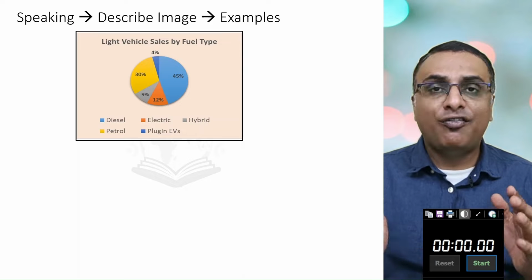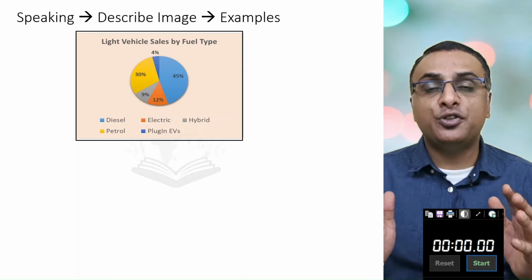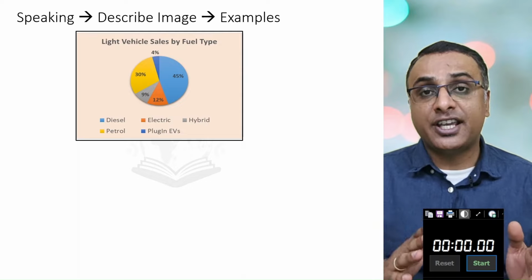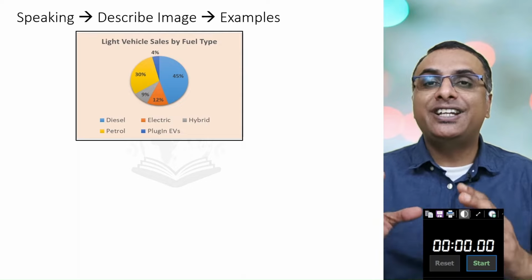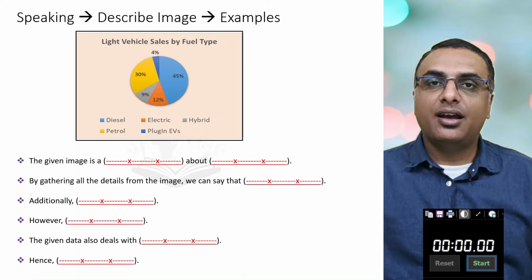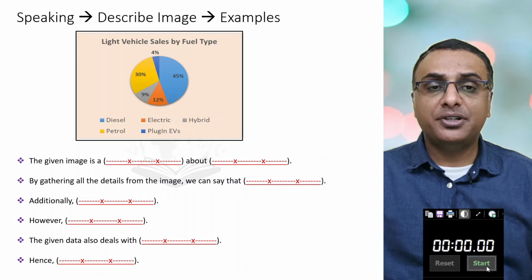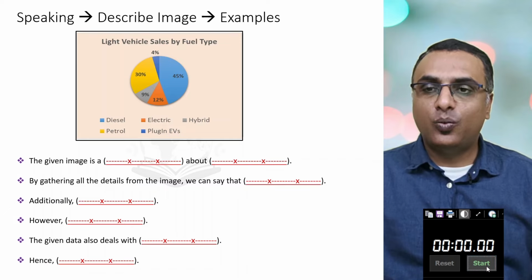You will get 40 seconds of recording time, whereas it is sufficient if you speak for 30 to 35 seconds fluently about the details given in the image. This is what you need to do in your exam. Now let's look at my response for this particular image. I will be starting the timer in 3, 2, 1.